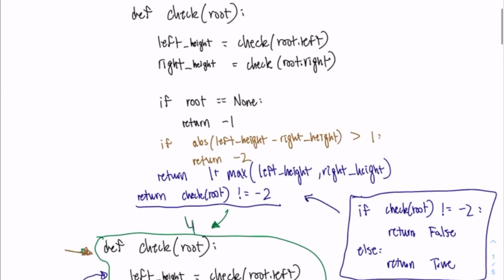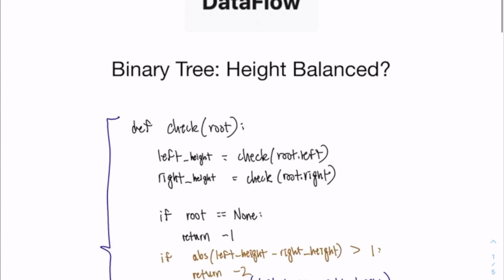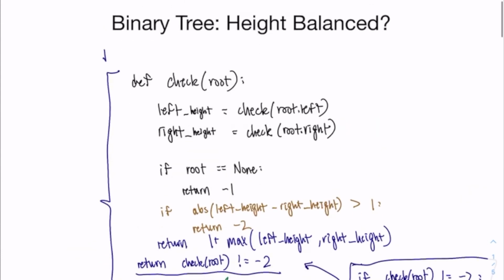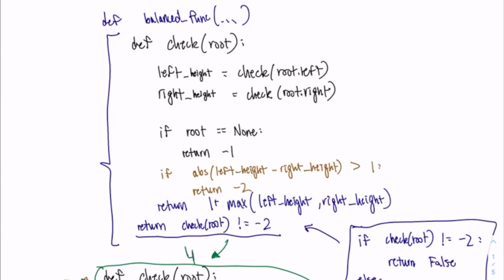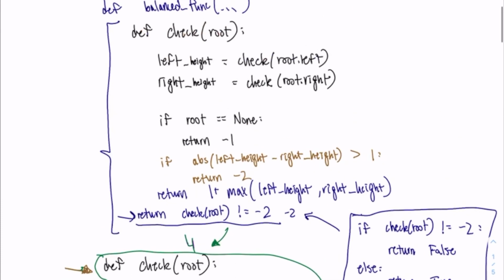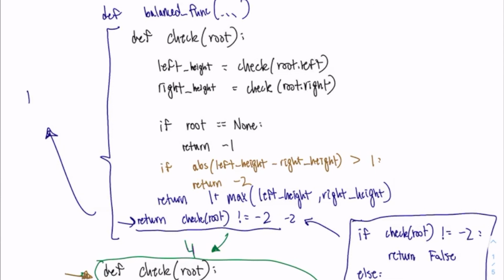So this whole thing will be within another function definition. So we can call it def balanced func, whatever parameters, and this whole thing will be returning from this statement, return false, since check root is equal to -2.